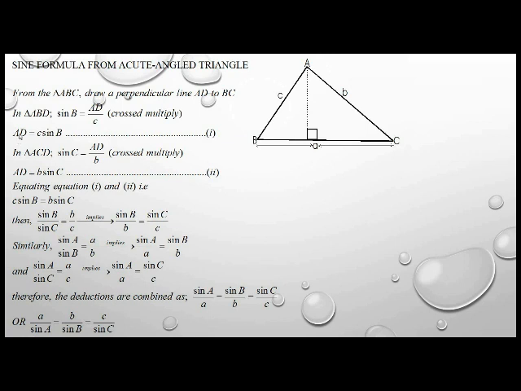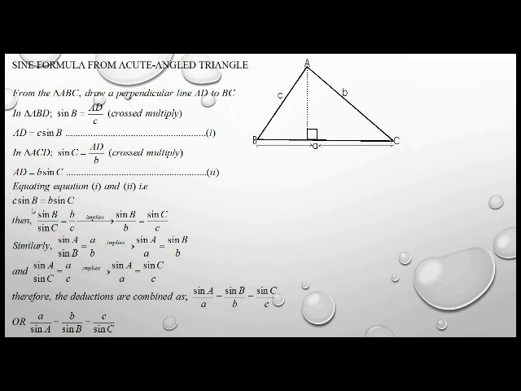We know that in equation 1, AD is equal to C sine B, and in equation 2, AD is equal to B sine C. Now, why can't we equate both equations together? If we equate them, that means AD is equal to AD, likewise C sine B is equal to B sine C, which is what is being written here. C sine B is equal to B sine C.